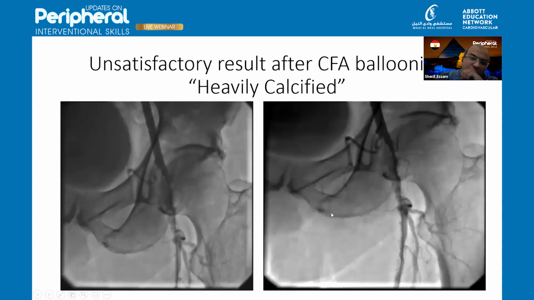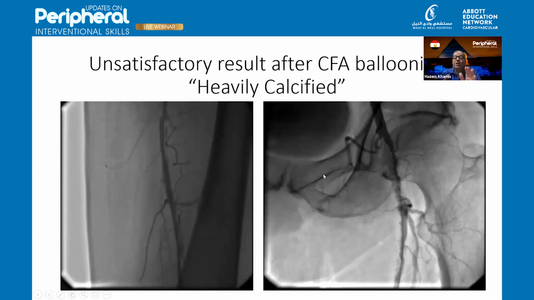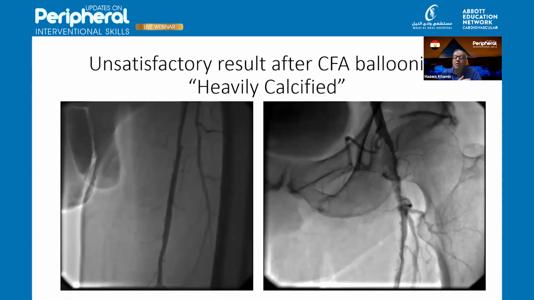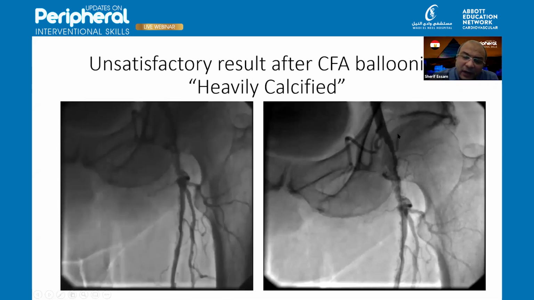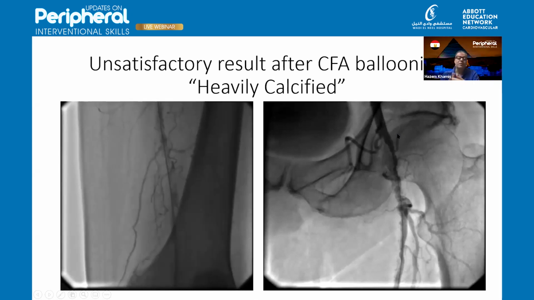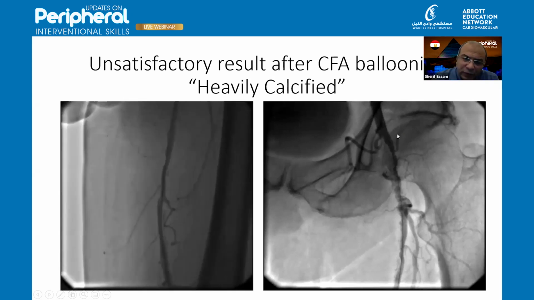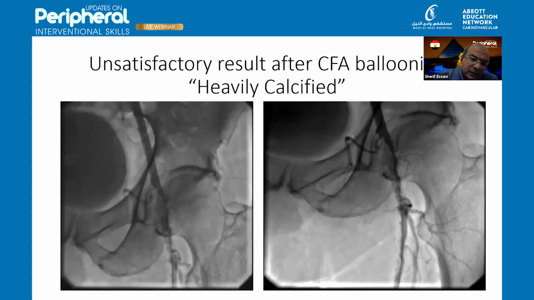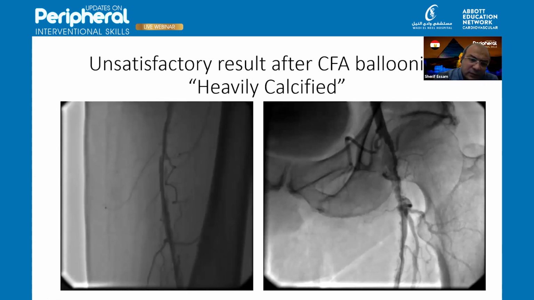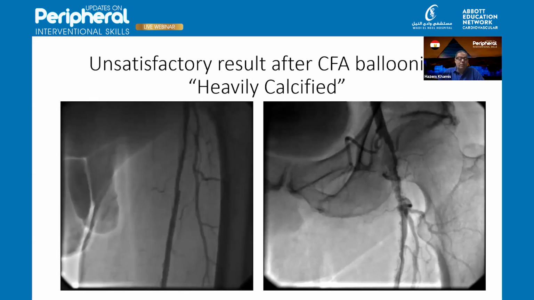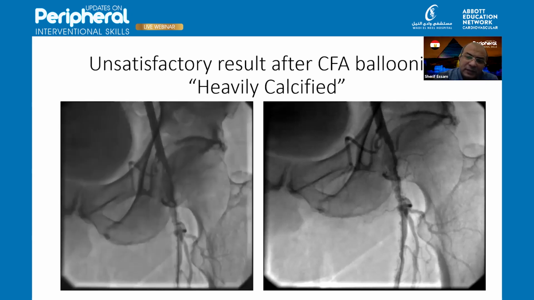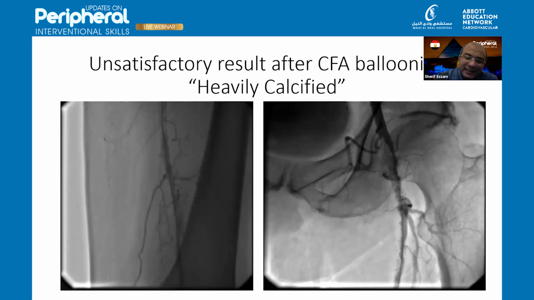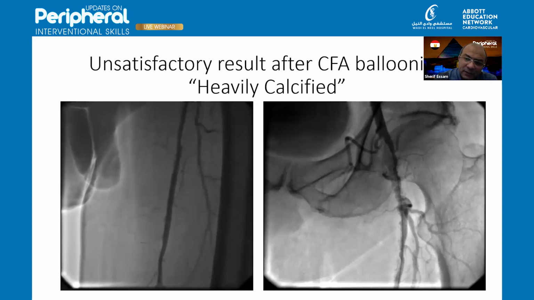So after ballooning, this answers Dr. Tamer's question about going in a sequential manner. What is the pressure of the balloon? Most of the time I don't exceed the nominal pressure. For how long? 3 to 4 minutes, at least 3 minutes, maybe 4 minutes sometimes.